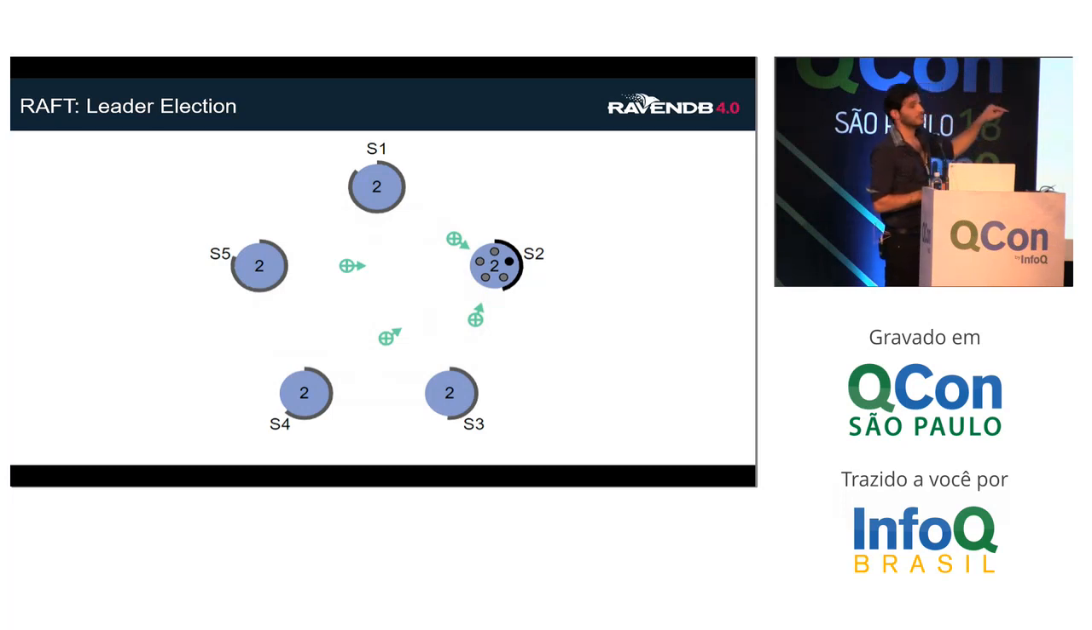And then they will change their term to be the same as the one that was sent to them. Only when they send back, okay, I voted for you, only then will he become the leader of this cluster. And everybody else will become a follower and restart their timeout.